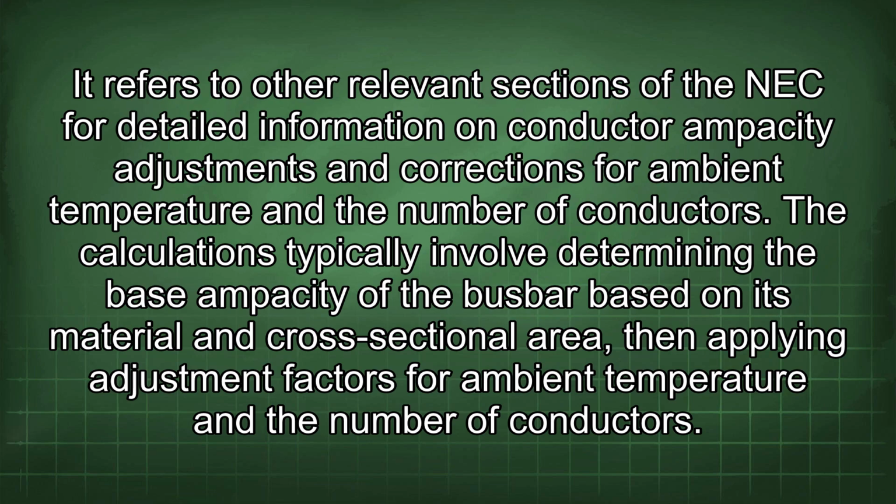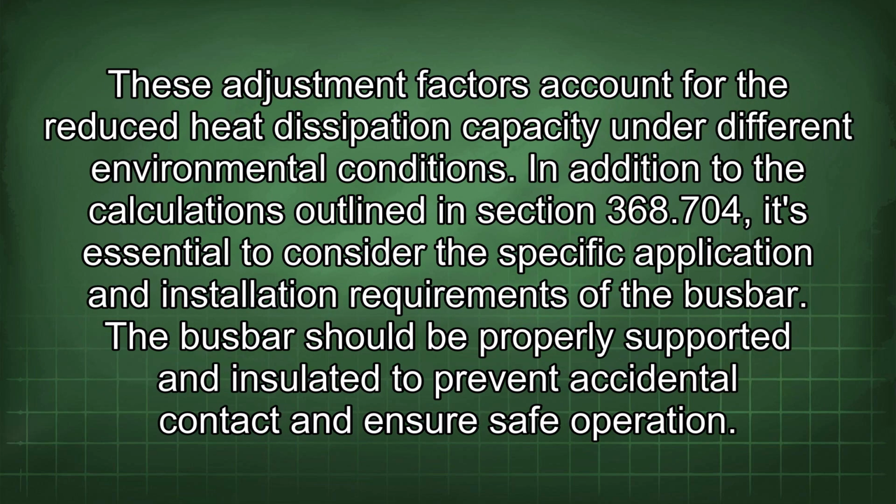The calculations typically involve determining the base ampacity of the busbar based on its material and cross-sectional area, then applying adjustment factors for ambient temperature and the number of conductors. These adjustment factors account for the reduced heat dissipation capacity under different environmental conditions. In addition to the calculations outlined in section 368.704, it's essential to consider the specific application and installation requirements of the busbar.